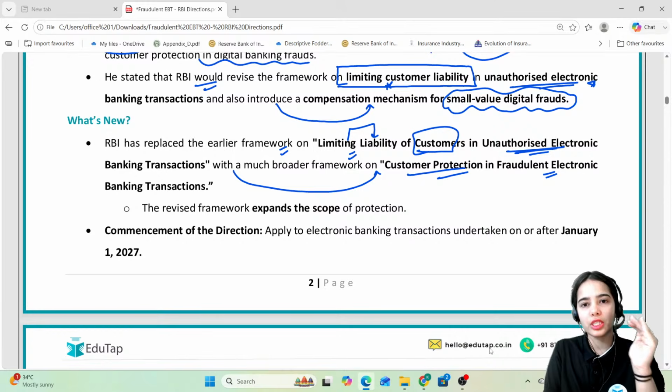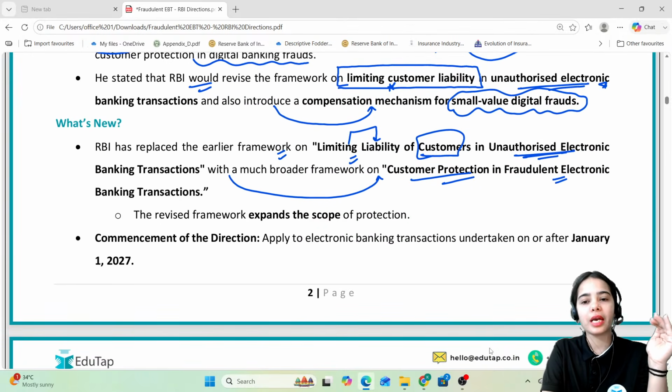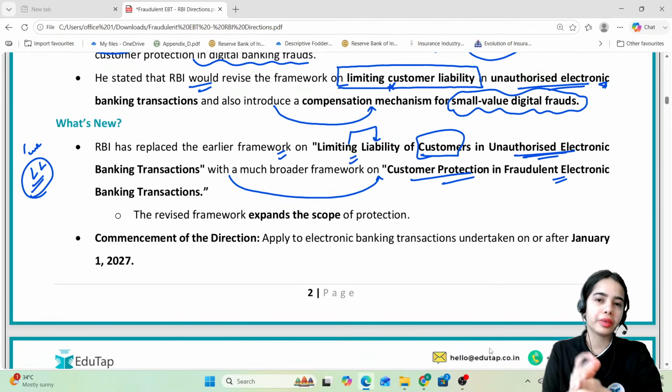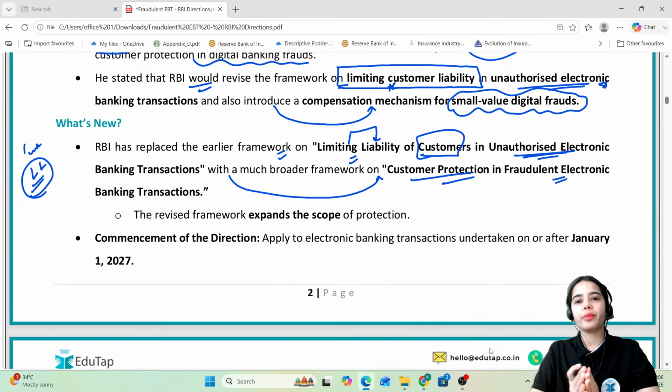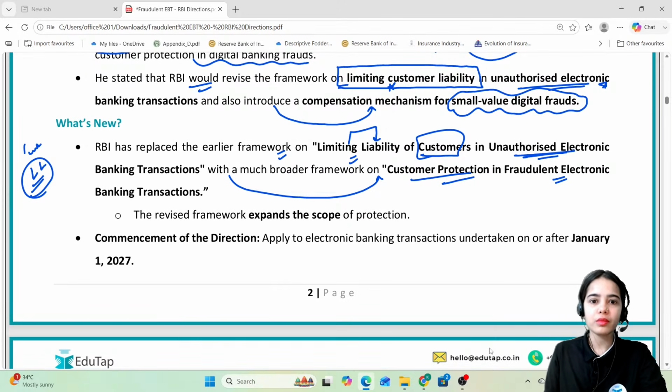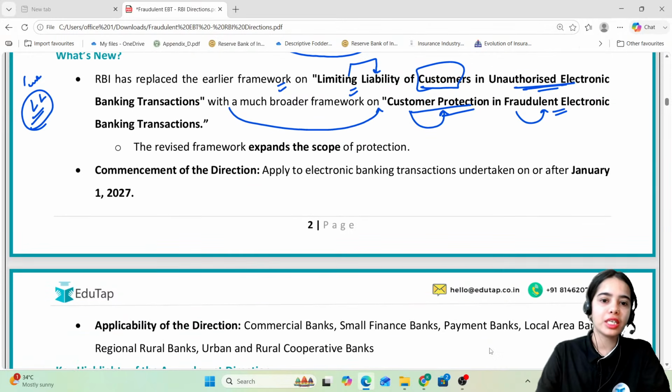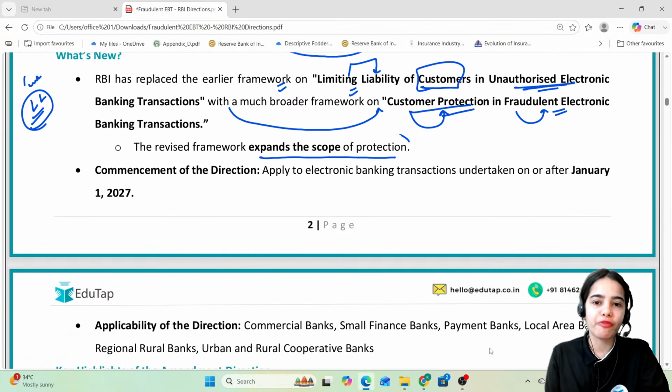Before, there were norms with limited liability of the customers: in unauthorized electronic banking transactions, whatever losses happened, the customers had certain limited liability, limited obligation. Now a broader framework has been announced, that is, customer protection in fraudulent electronic banking transactions. The revised framework expands the scope of protection for the customers.